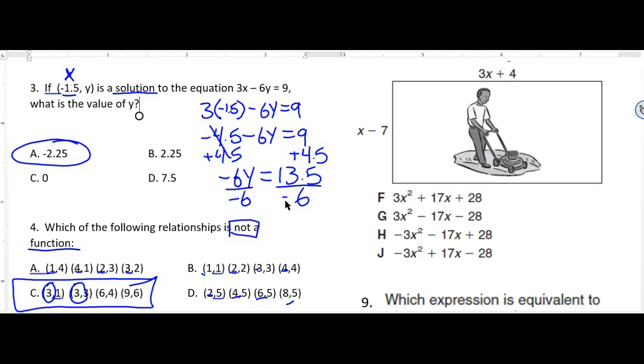We do not care at all about the y. We only care about x. You might look here and say, wait, but the y values repeat. The y values are allowed to repeat. It's the x's that cannot.